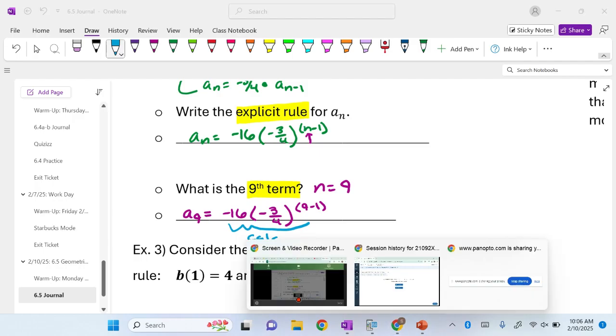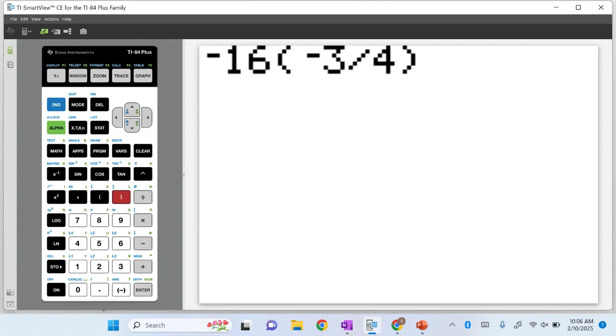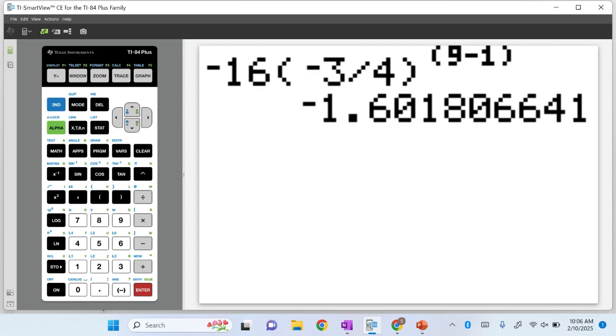So we're going to do this part together. I'll do negative 16 times negative 3 divided by 4, which is 3/4, all raised to... Now we all know 9 minus 1 is 8, but just for formula's sake, we'll type in parenthesis 9 minus 1 and then hit enter.